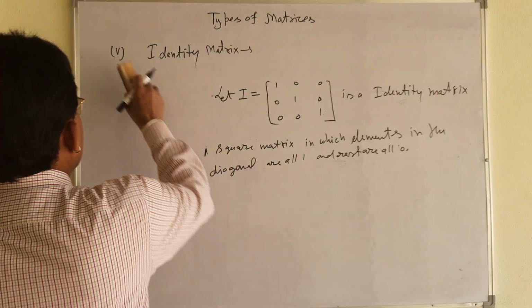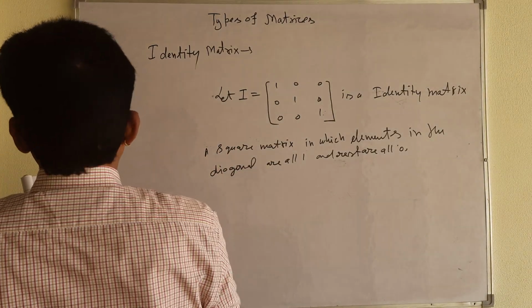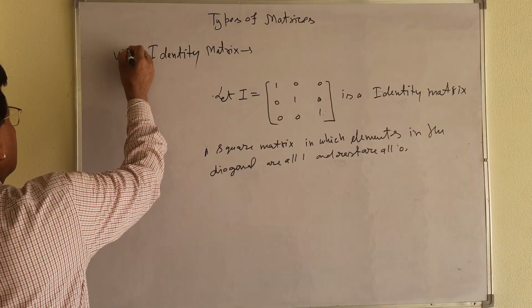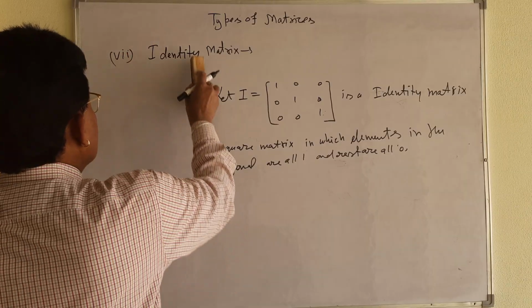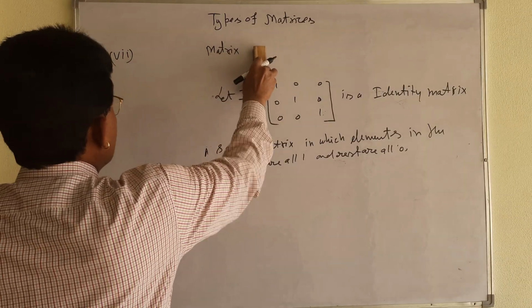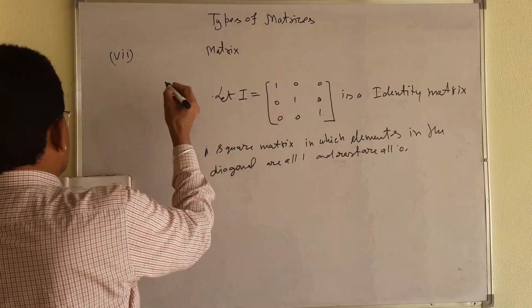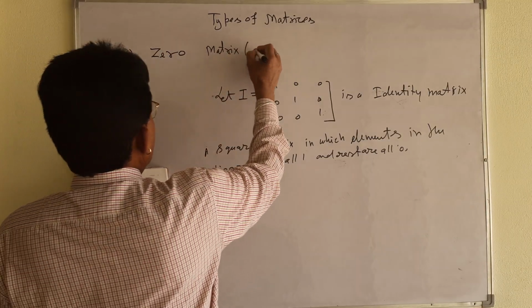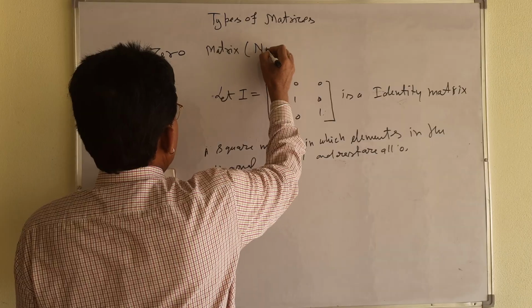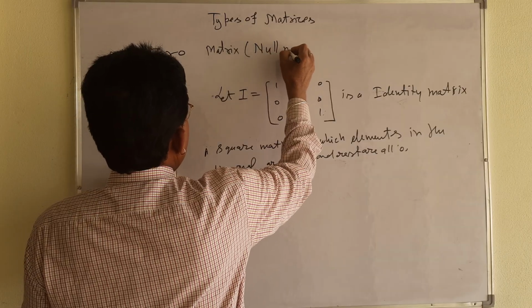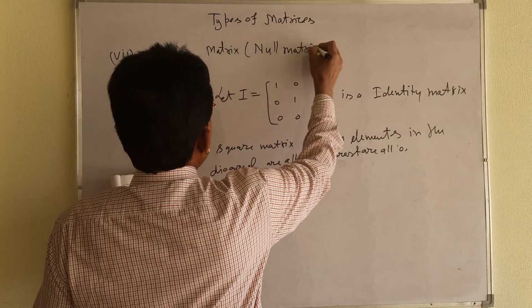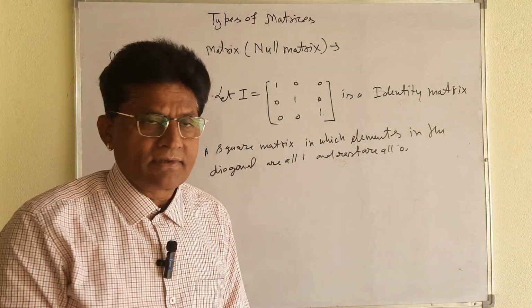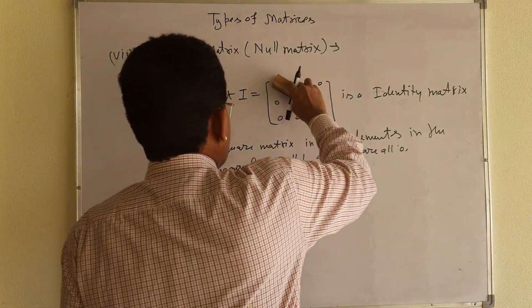Let me take one more kind of matrix. That will be the next. This is the 6th and 7th kind of definition. That will be the zero matrix, or null matrix. एक नंबर में आ जाता है एग्जामिनेशन में. Write the example of the null matrix. Okay?